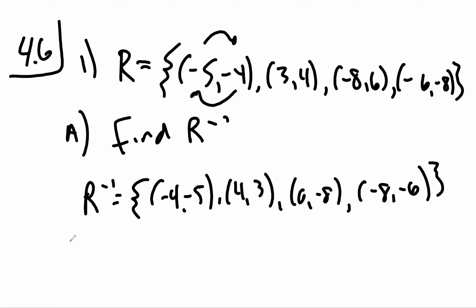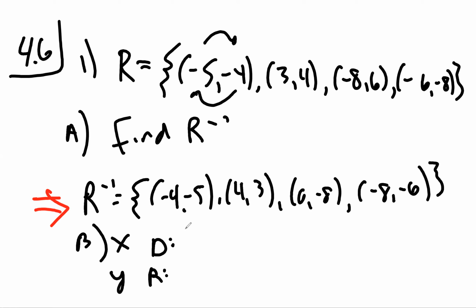And so then, secondly, part B, they're going to say find the domain and find the range of the inverse. And so we're going to be looking at the inverse and listing the domain and the range. But we know from previous studies that the domain are all the x values and the range is all of the y values. And so from this inverse that we found, we're going to say that the domain is -4, 4, 6, a very badly drawn 6, and -8.